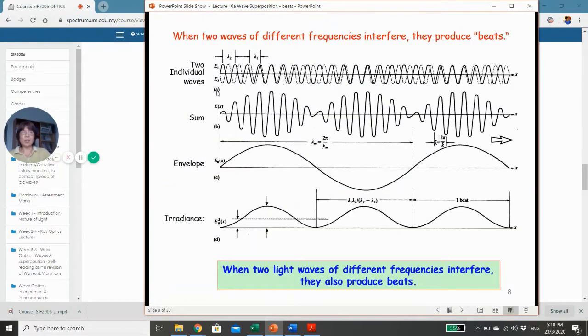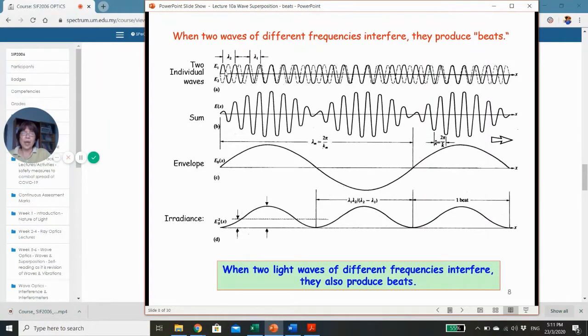Now here it is plotted with respect to distance, so we sort of freeze it for a moment. Here we have two waves, E1 and E2. E2 is represented by the dashed line. I think there is a mistake here. If the broken line is represented by E2, then this should be lambda 2. And if this full line is representing E1, this should be lambda 1.